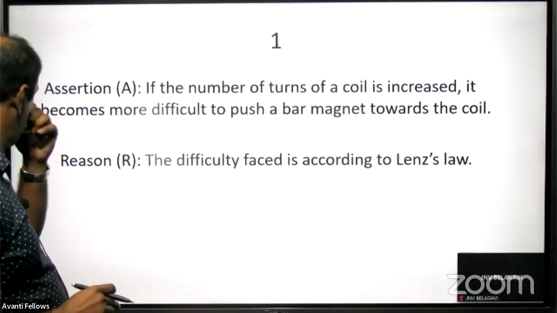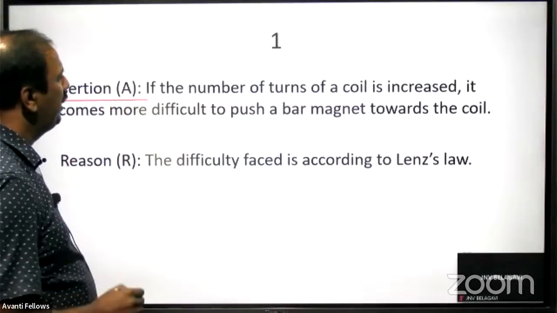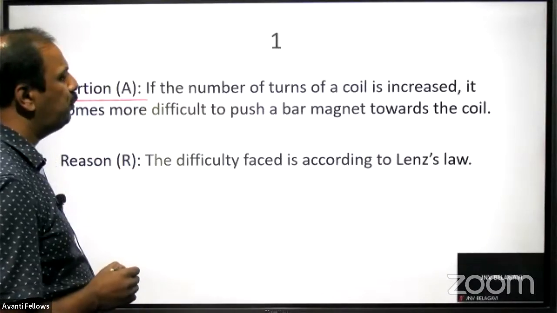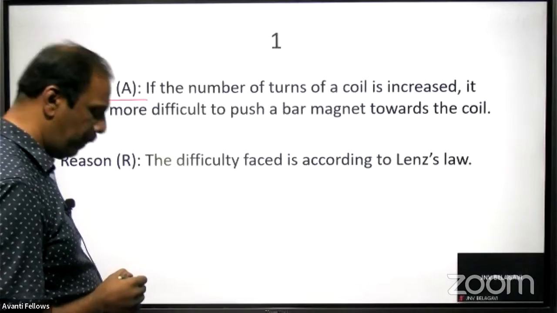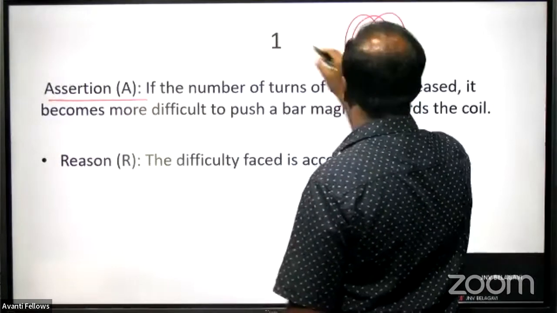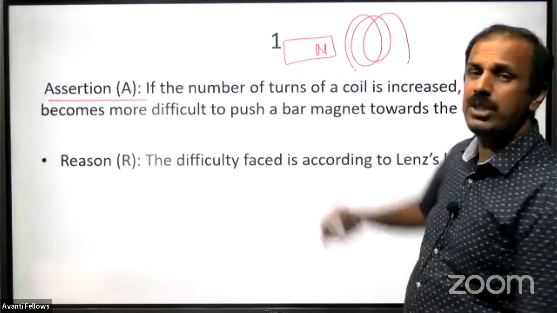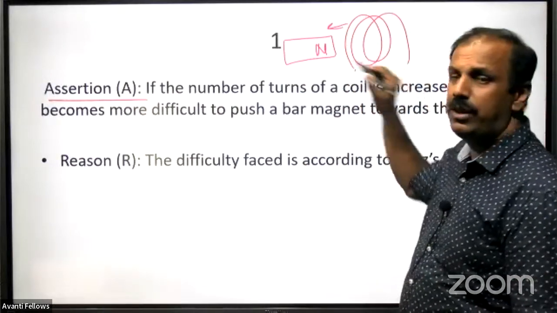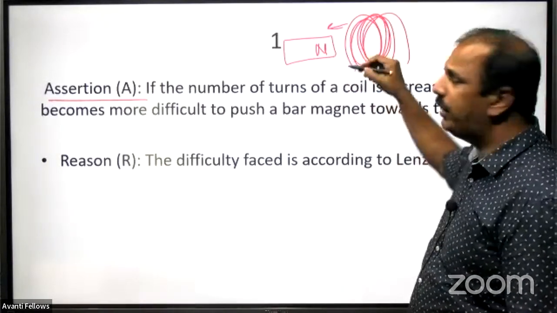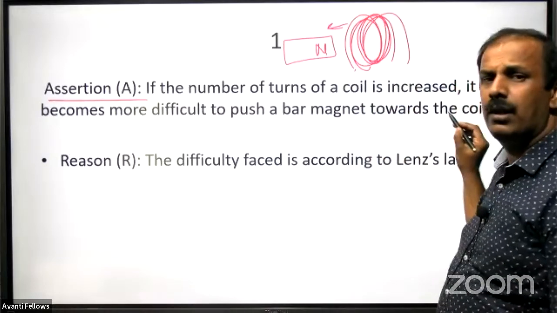So here you see assertion A. If the number of turns of a coil is increased, it becomes more difficult to push a bar magnet towards the coil. That is, you have a coil like this and a bar magnet. When you push the bar magnet, using Lenz's law, it will oppose, so it is difficult. If you increase the number of turns, it will become more difficult to push. So that assertion is right.